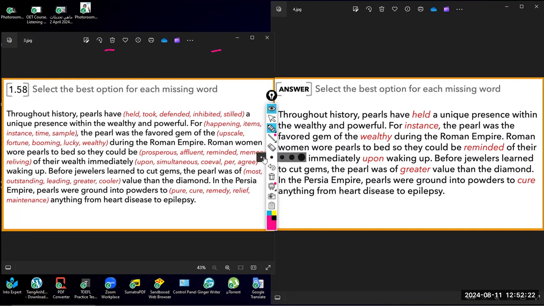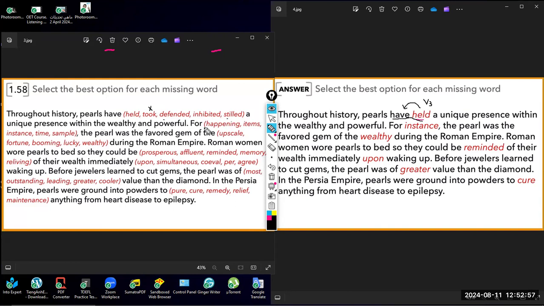We notice, guys, that the word number 1 is held. Now, keep in mind, guys, that before held, we have. So have held is a present perfect. So we have or has, and I have to choose verb 3. The verb 3 is the past participle of the main verb. So notice that took is not a past participle. So we have held, defended, inhibited, and distilled.